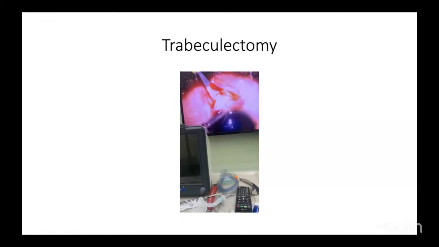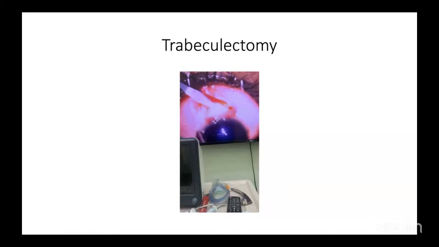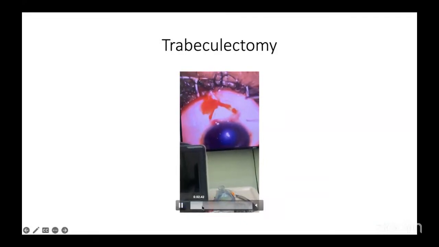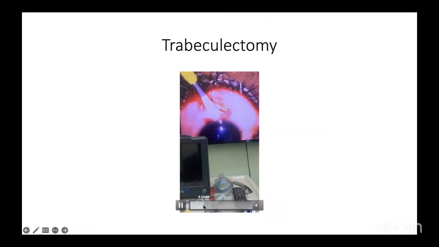And once you do that, to be safer, you can make a little bit of tunneling into the clear cornea so that you have more space to do the internal ostium. And that's what this thing is doing.